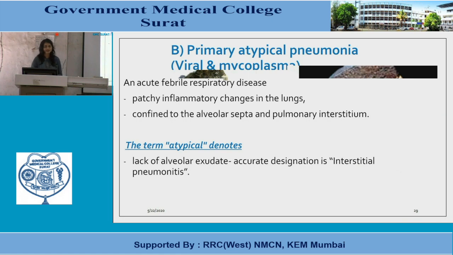Why do we call it atypical? Because viral pneumonia lacks alveolar exudate. As I have explained, in bacterial pneumonia the alveoli are filled with exudative material, while this exudate is absent in viral pneumonia. So the term atypical is used, in which there is only interstitial inflammation.